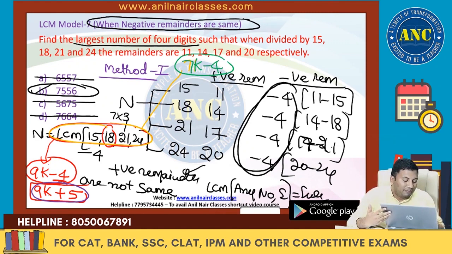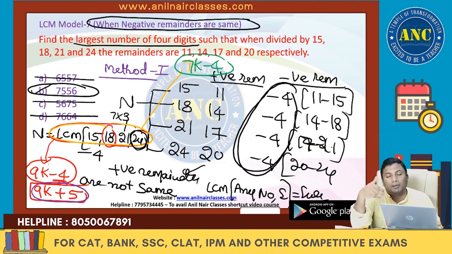LCM of 15, 18, 21, 24. One number is an even number. LCM of any number with an even number is an even number. LCM of 5 and 4 is 20. LCM of 7 and 8 is 56. LCM of 8 and 9 is 72. If one number is an even number, LCM will always be an even number. First option out, third option out.